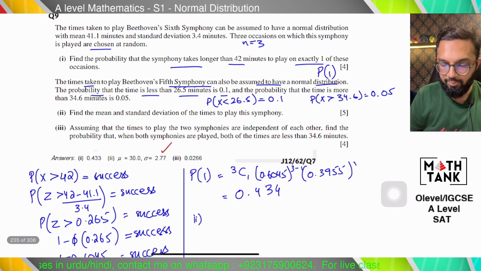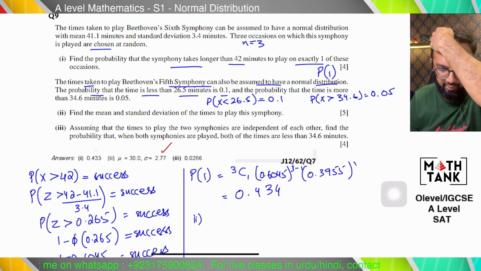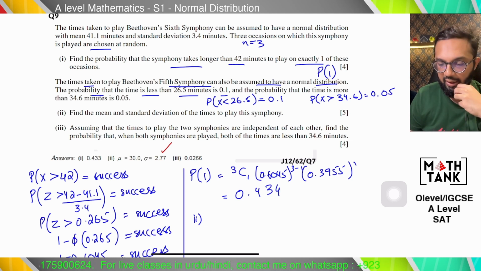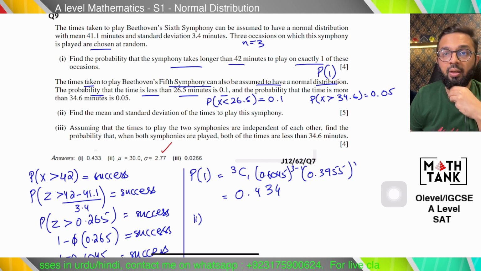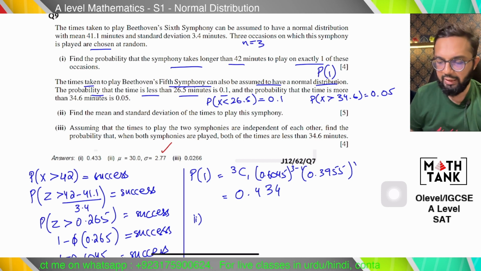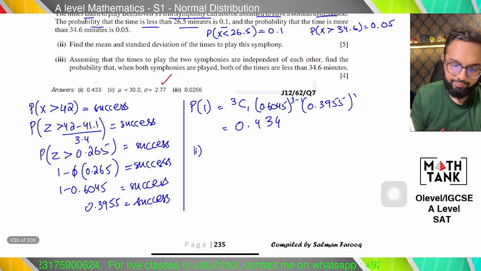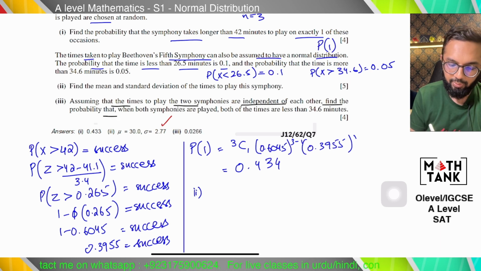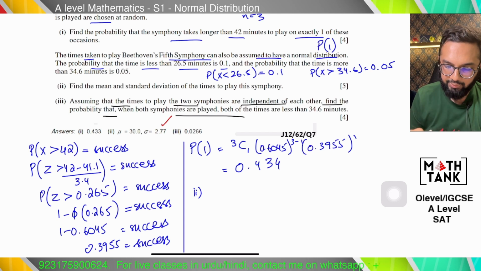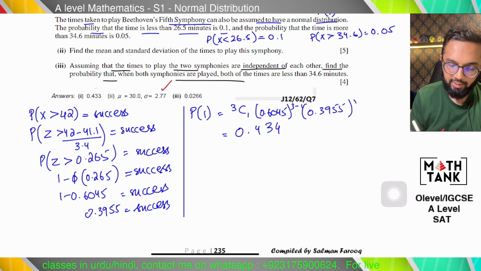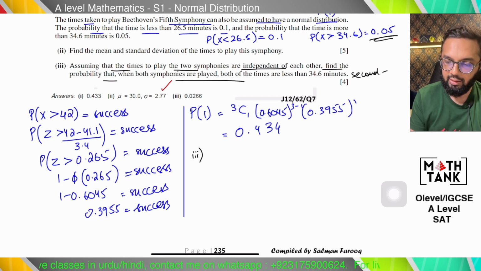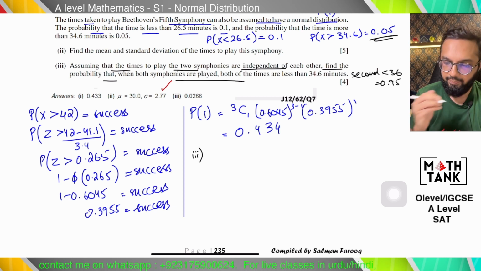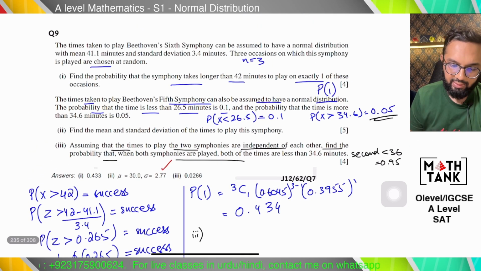It says assume that the times to play the two symphonies are independent of each other. Find the probability that when both symphonies are played, both of the times are less than 34.6 minutes. Okay. For the second one, I already have more than 34.6. So I'm going to say that the second one less than 34.6 is 0.95.